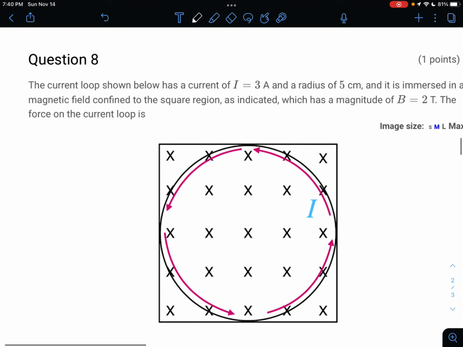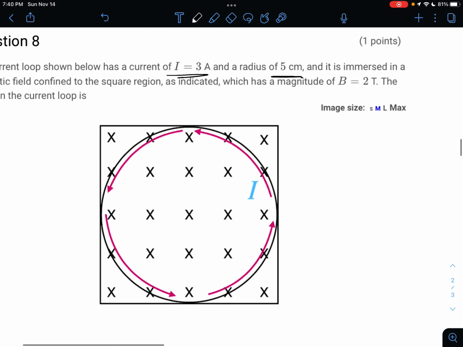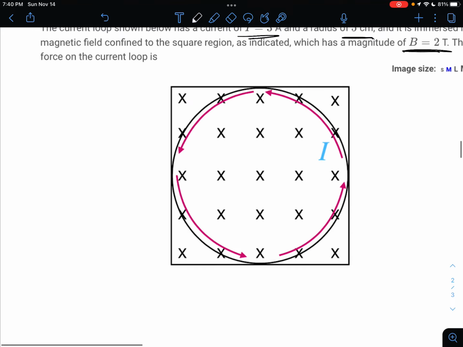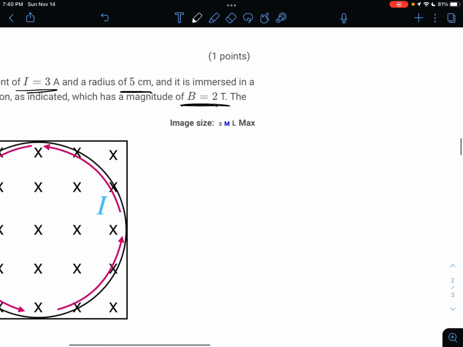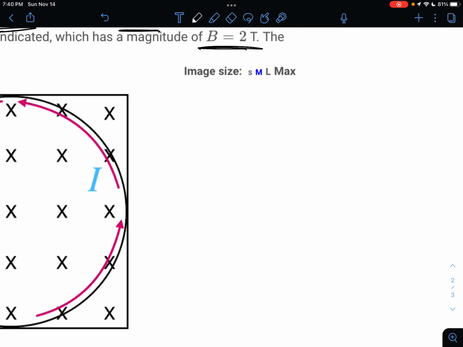All right, so we have a current loop with a current of 3 amps, a radius of 5 centimeters. It's immersed in a magnetic field confined to the square region. What we want is the force on the current loop. So in general, our magnetic force, if it's not just on a point charge, we can do what we've always done with fields and stuff, where we integrate over our surface.